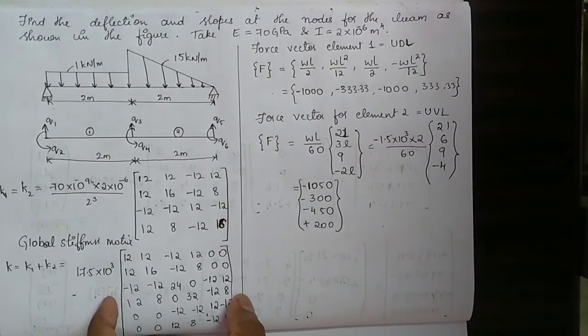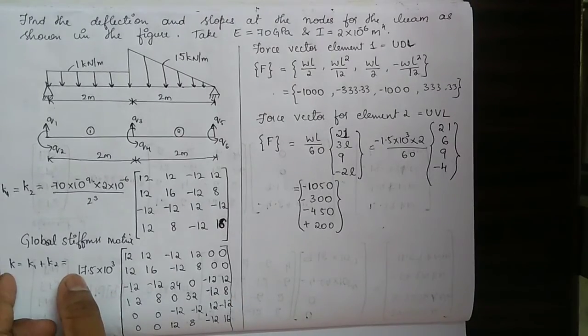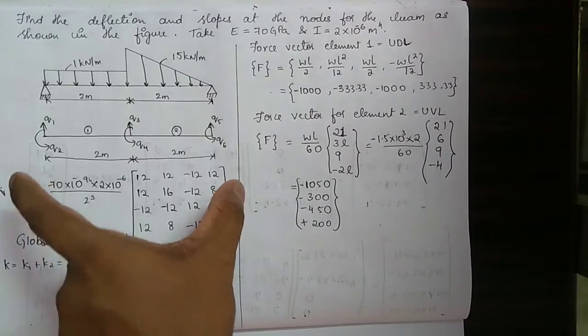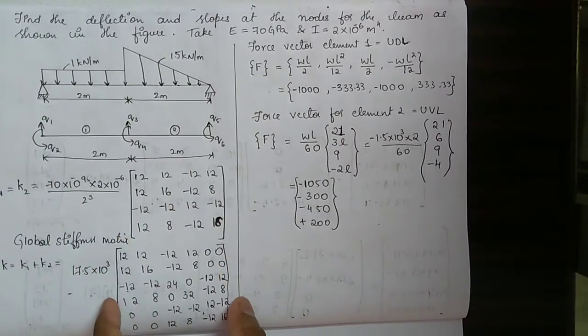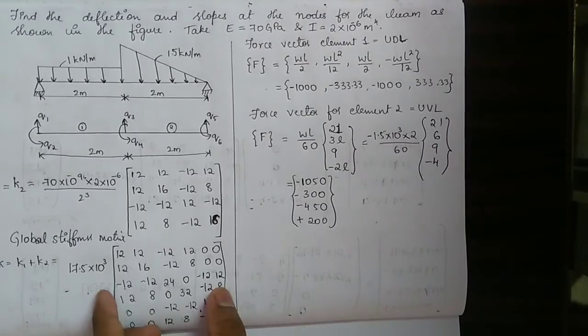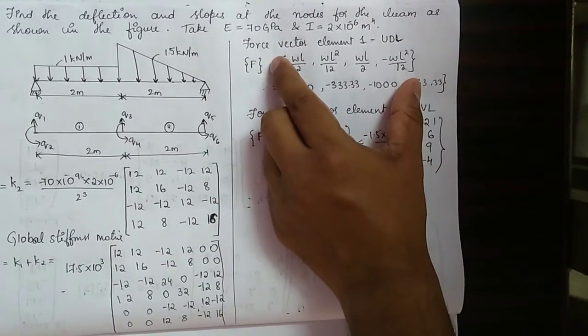And this is the total matrix I have written. By combining both the matrices, we will get K1 and K2 separately, and I have added them. For adding, you can refer to the previous videos. After finding the K matrix, what you have to find is the force vector.